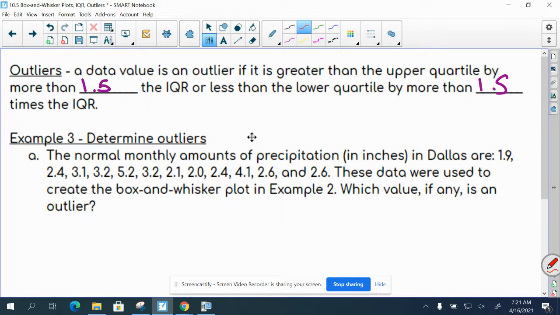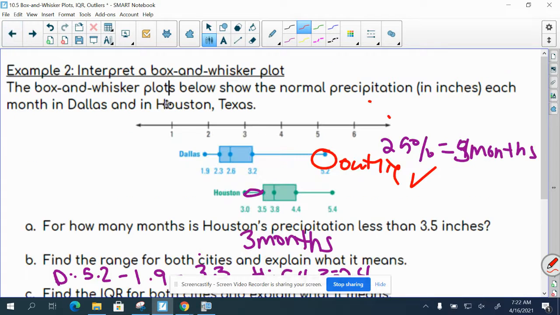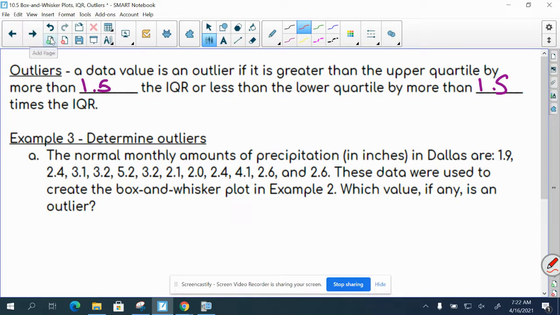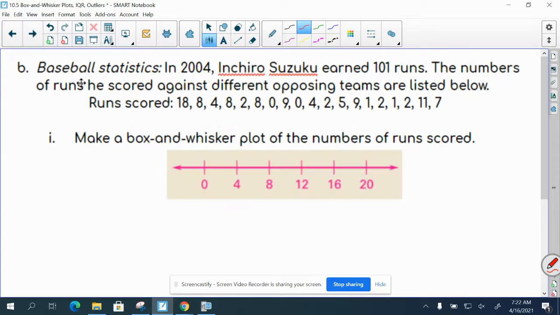Okay, so here the normal monthly amounts of precipitation in Dallas are these, so they give us the numbers. These data were used to create the Box-and-Whisker plot. Which value, if any, is an outlier? Okay, did we just answer that question? We just answered that question, so we don't have to answer it again. And there was one more example.